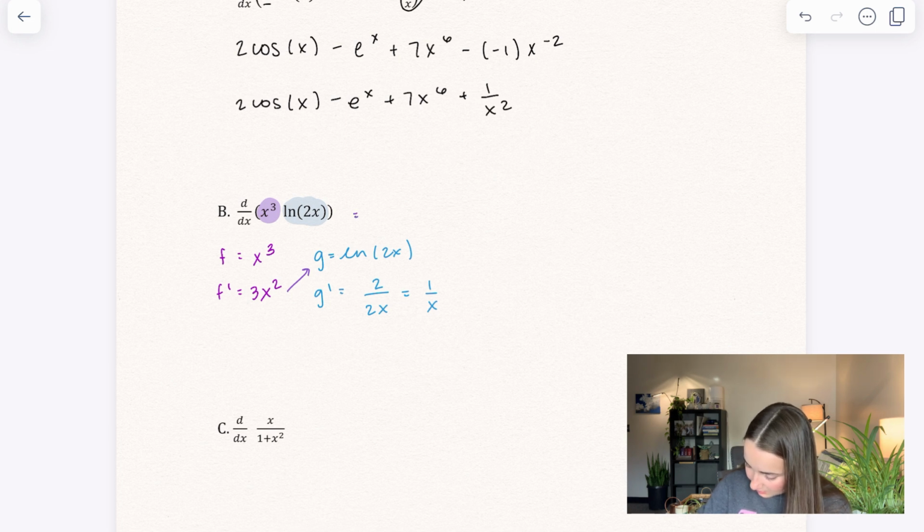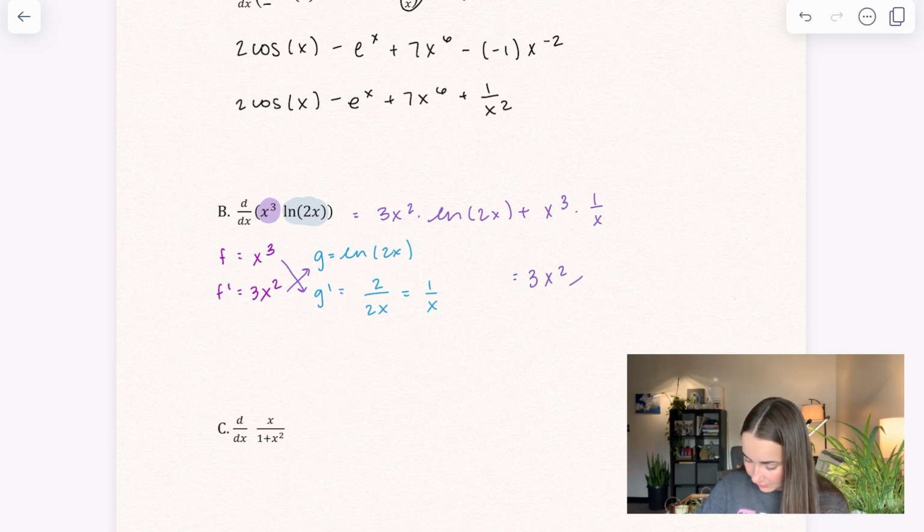So I get 3x squared times the natural log of 2x plus, and I'll work from the top to the bottom. So that's x cubed times 1 over x. If you wanted to simplify, I'm sure you could, but again, we would be perfectly happy if you left it like that. But I do not speak for your professors. I don't know what you guys would like. But you could go that far.